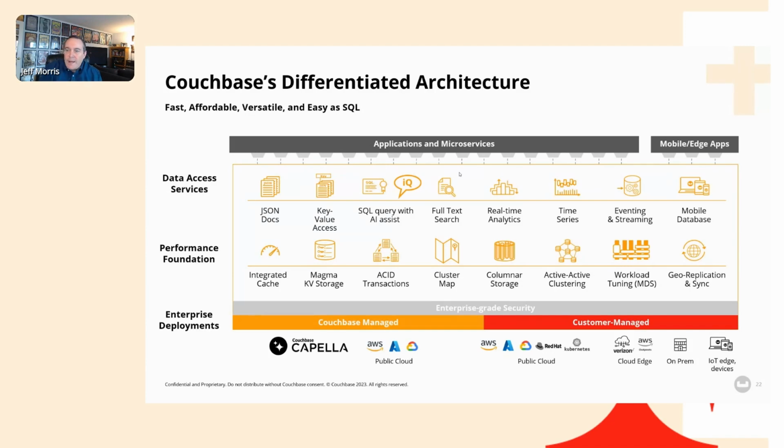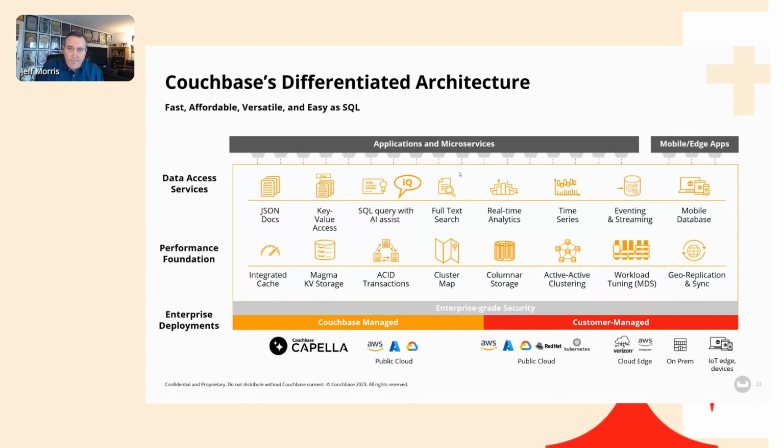We have a high performance, high data density storage engine called Magma, which is our underlying key value database that if you want programmatic access to that information, it's available to you. We support ACID transactions, as I mentioned before, just like your favorite SQL database does. We have this great notion of a cluster map. And this is when you define a database inside of Couchbase, how the data itself is going to be partitioned and stored for high availability and distributability and scale, of course.